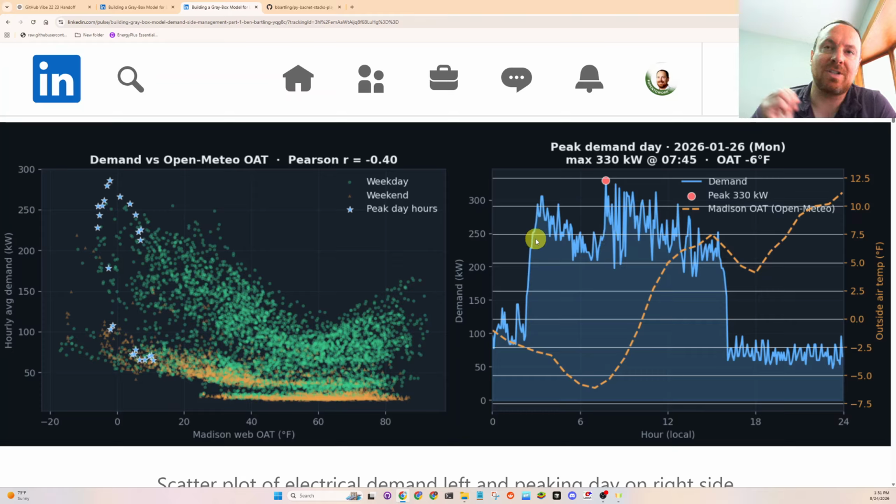They must have a really decent optimal start algorithm, because they do run the buildings efficiently from a kWh perspective, reducing the equipment runtime as much as possible. You need a really good optimal start algorithm for that, and it can be really hard to tune these and get them working right.